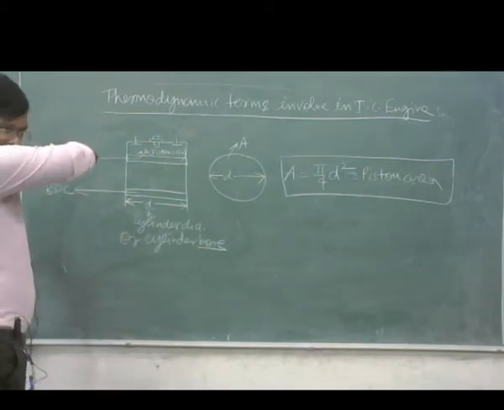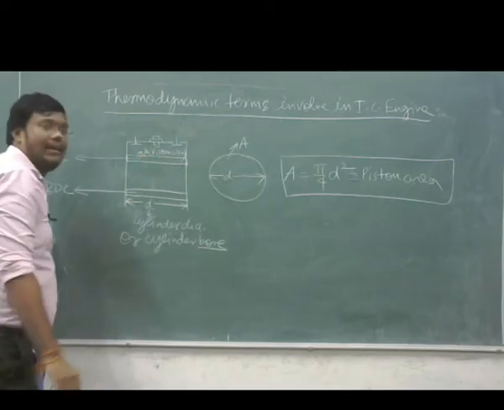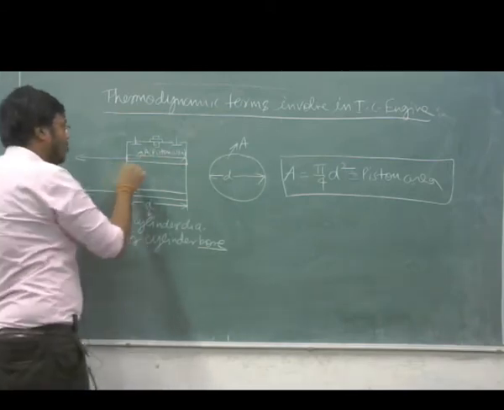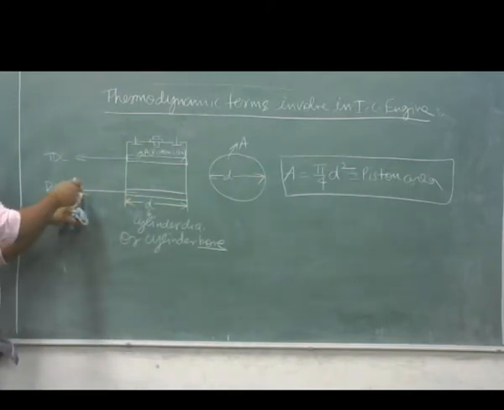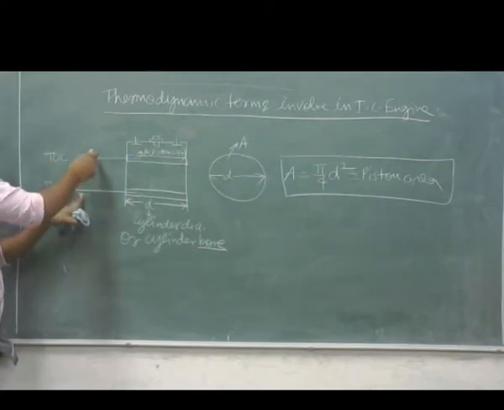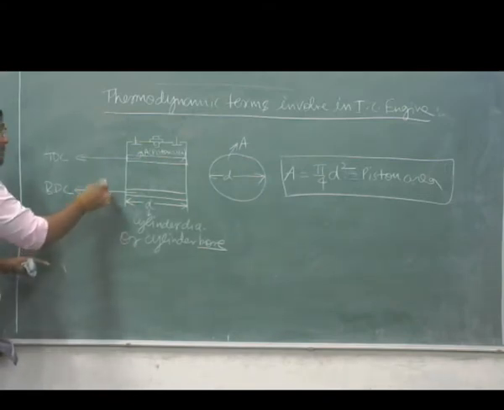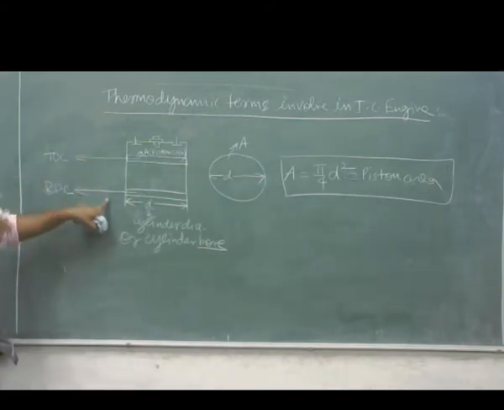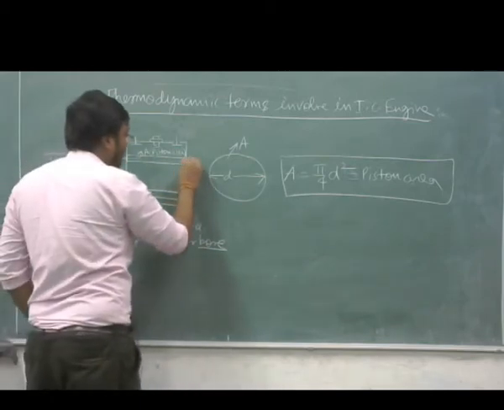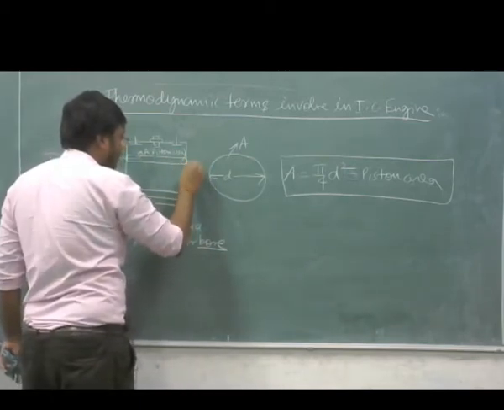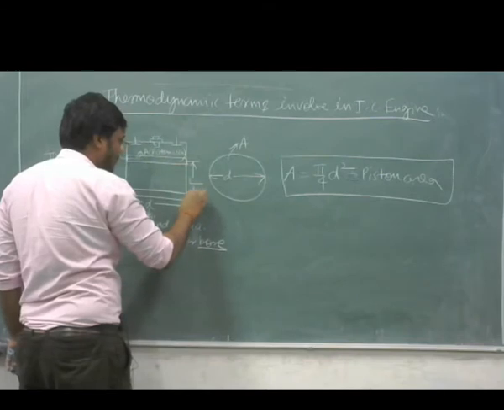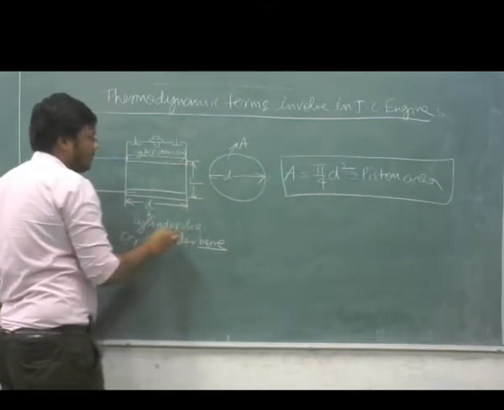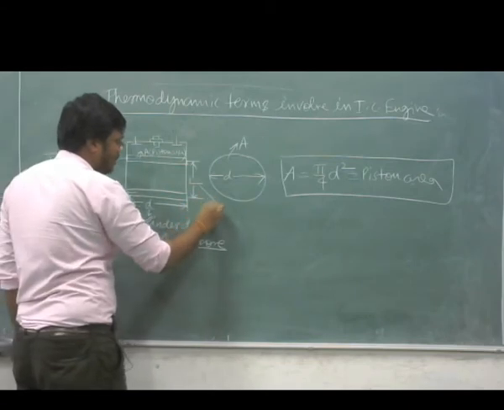Next term is stroke length. What is stroke? I told you earlier, when the piston moves from TDC to BDC or BDC to TDC, this distance is known as one stroke, and the distance traveled in one stroke is known as stroke length, which is represented by small l or capital L. Capital L is stroke length.